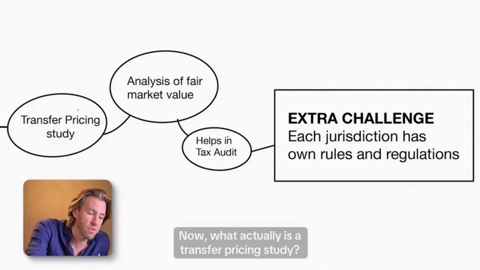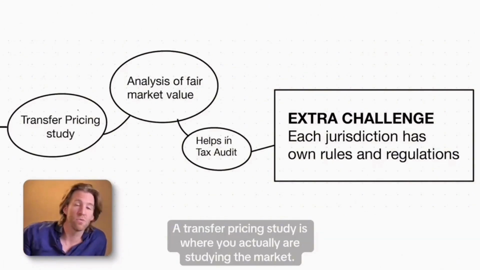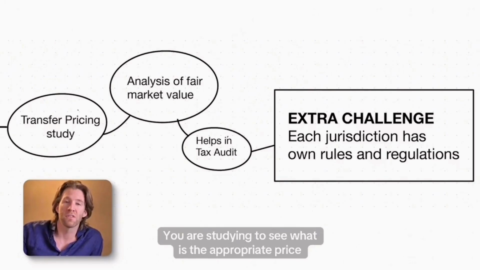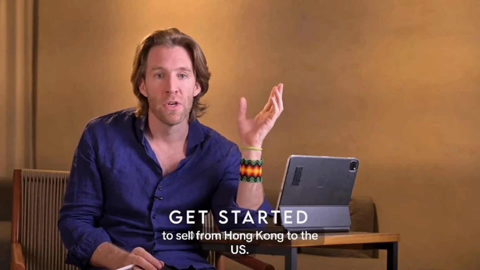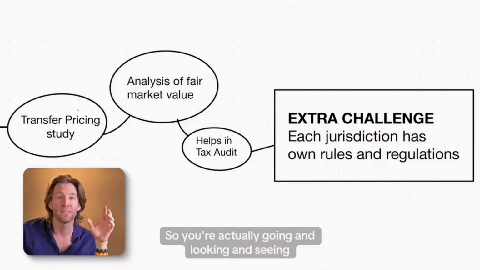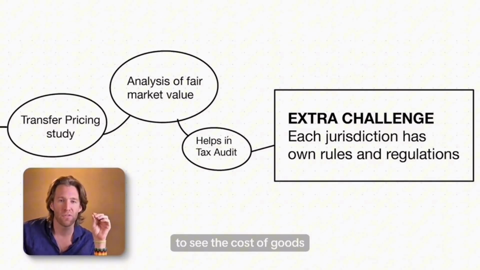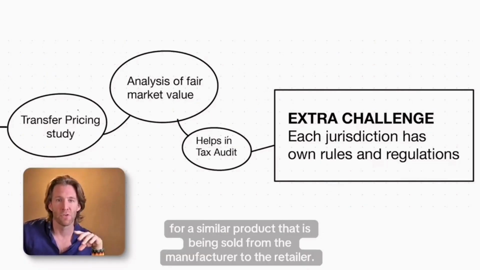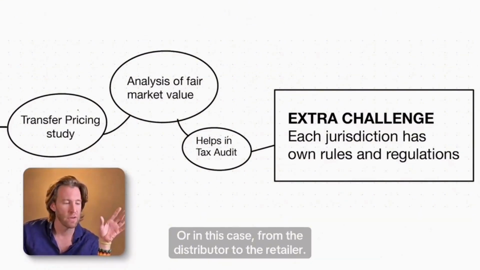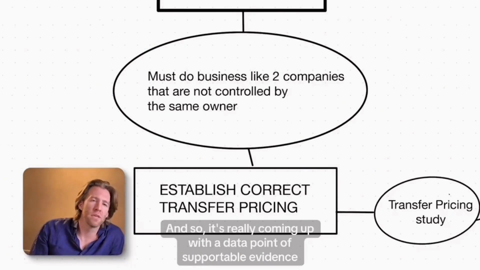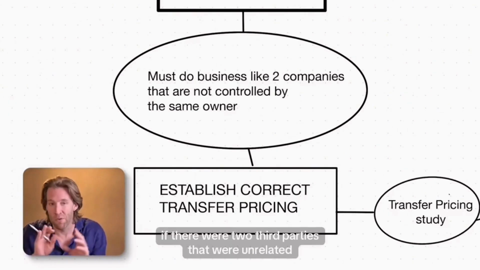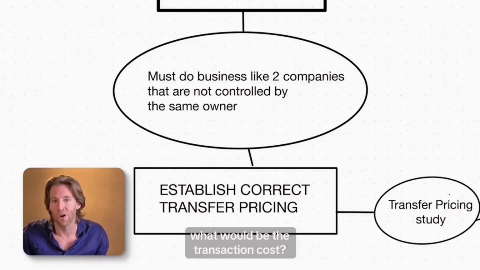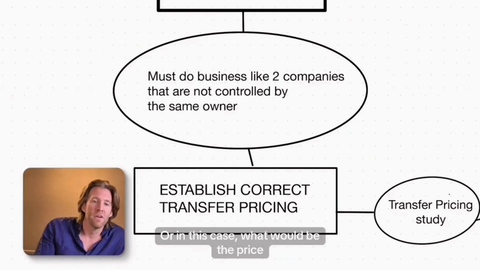Now, what actually is a transfer pricing study? A transfer pricing study is where you actually are studying the market. You are studying to see what is the appropriate price to sell from Hong Kong to the US. So you're actually going and looking to see the cost of goods for a similar product that is being sold from the manufacturer to the retailer, or in this case, from the distributor to the retailer. And so it's really coming up with a data point of supportable evidence that shows that in the market, if there were two third parties that were unrelated, what would be the transaction cost, or in this case, what would be the price between the two parties?